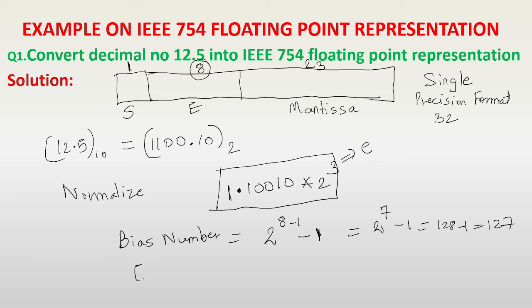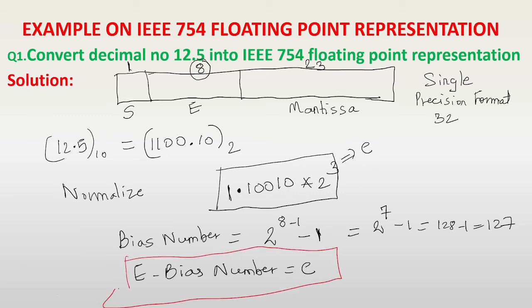So now E minus bias number equal to e. This is the formula for finding out the value of this capital E, so that we can put the bits inside the E part. So using this formula we'll find out the value of E. E minus bias number, 127. For double precision it will change because the number of bits you can accommodate in the exponent part is not 8, it is 11. We are using single precision format, that's why I have taken 8.